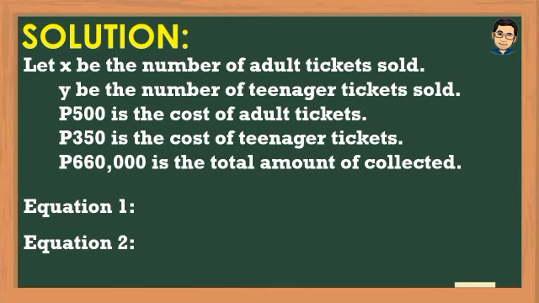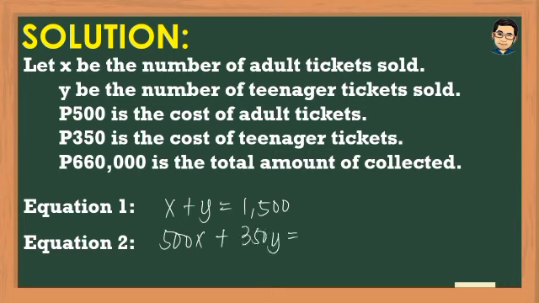So, yung unang equation natin, we're talking about the number of tickets sold. So, that will become X plus Y equals the total number of tickets sold, that is 1,500. Ayan po. For the equation 2 naman, we will talk about the total amount collected, which is 660,000 pesos. Napapasok na po dito yung mga presyo ng mga tickets. So, magiging 500x plus 350y equals the total amount collected, 660,000 pesos.